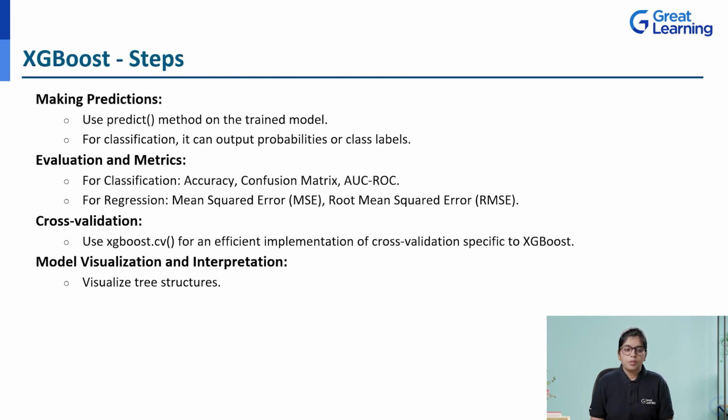The last would be model visualization and interpretation. Once we perform all these steps, you can now visualize the complete tree structure, and based on that we can interpret how your model performed and whether the performance is good or not, based on the MSE and RMSE scores, or if it is a classification task, then based on accuracy, confusion matrix and AUC, ROC.